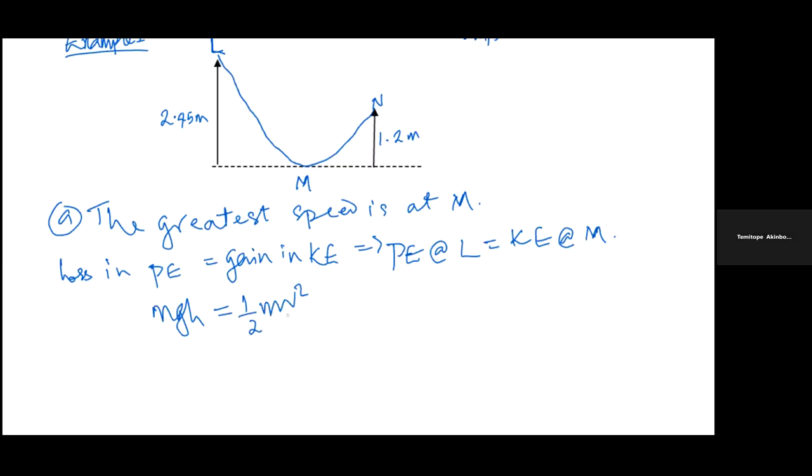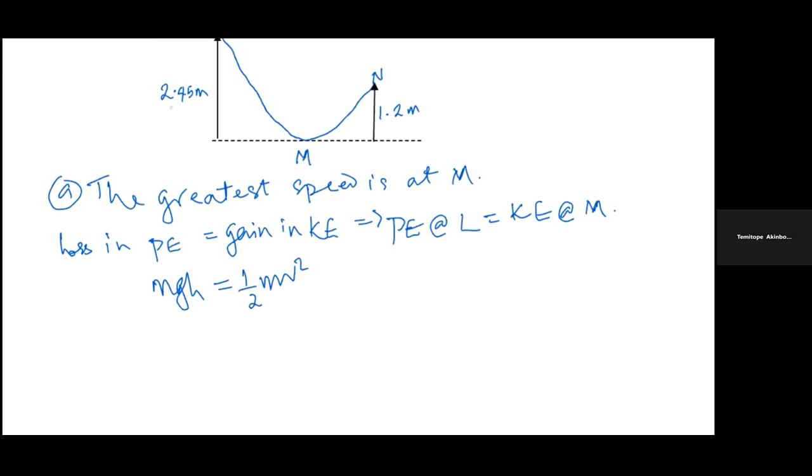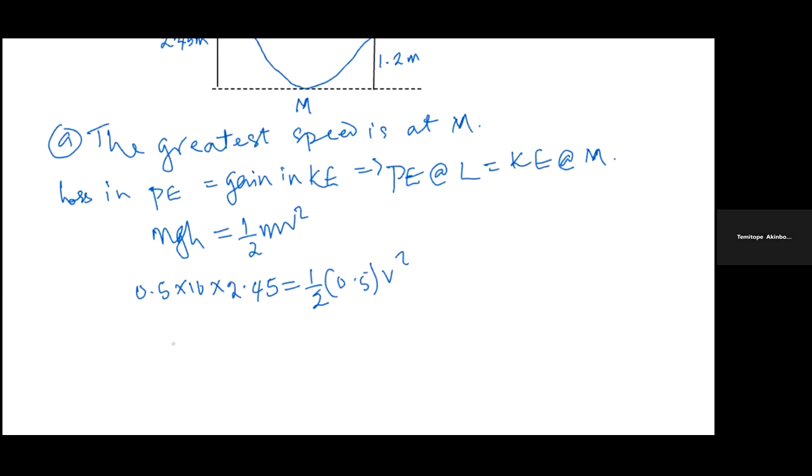The potential energy at L, I have the height of L given to be 2.45. So the mass 0.5 times 10 times 2.45 equals 1 over 2 times 0.5 v squared. We are looking for the greatest speed, and it occurs at M, where it gains kinetic energy. Please multiply 0.5 times 10 times 2.45. That's 5 times 2.45, which is 12.25.